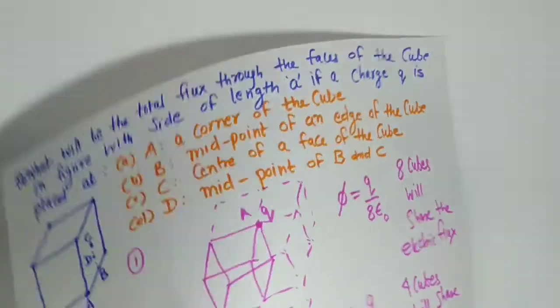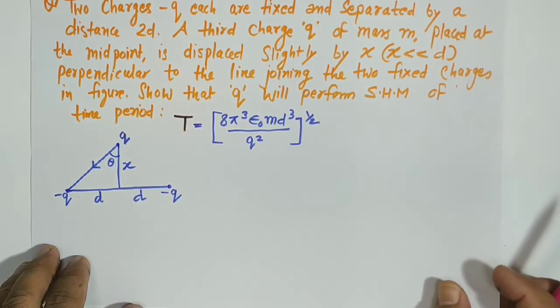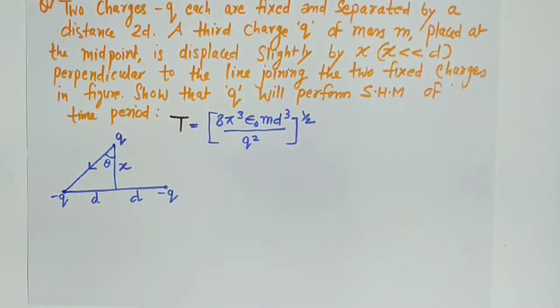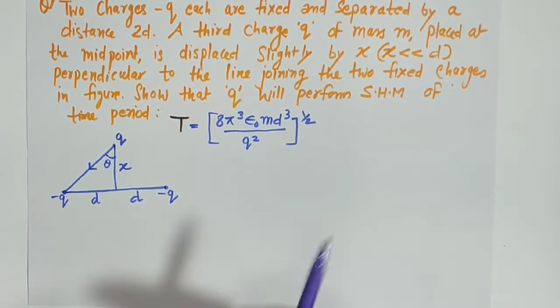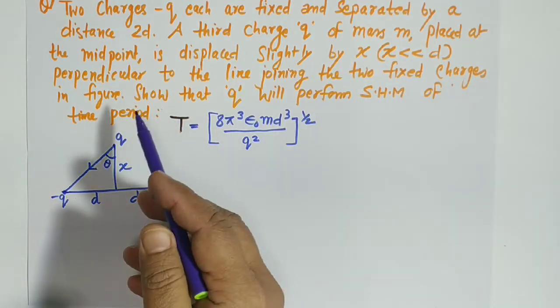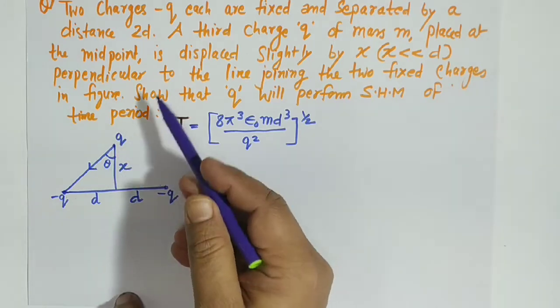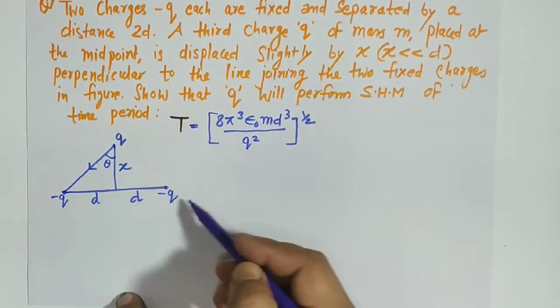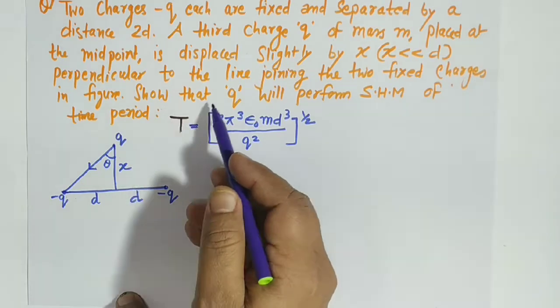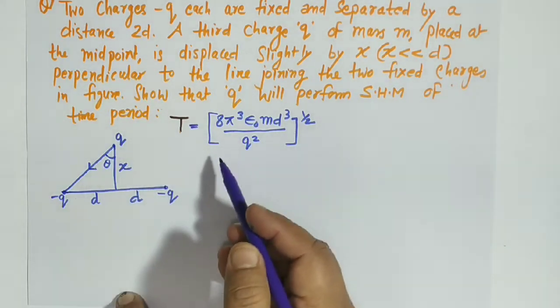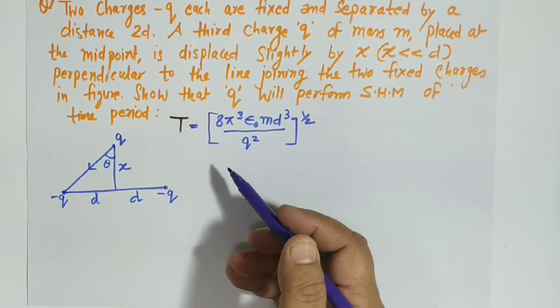Okay. Now question number 7. Question number 7 is again a very important question from the exemplar. Two charges minus q each are fixed and separated by a distance 2d. A third charge q of mass m placed at the midpoint is displaced slightly by x, perpendicular to the line joining the two fixed charges. Now you have to show that q will perform SHM. It will go up and down, and it has this time period. So how does it go up and down?